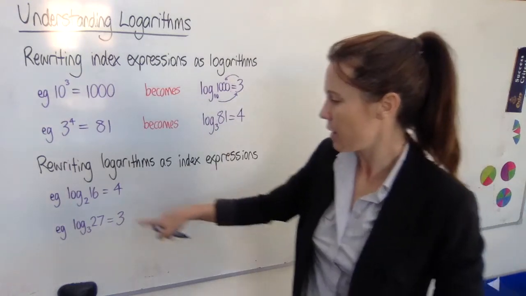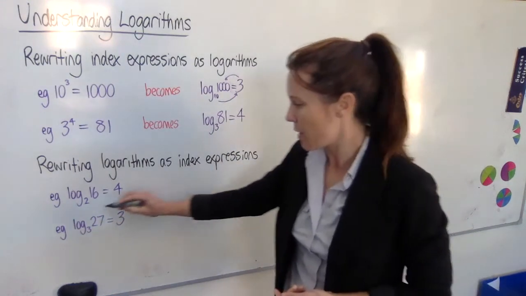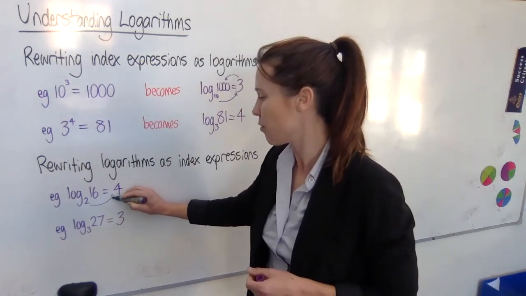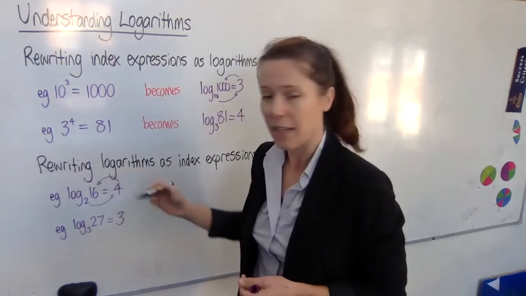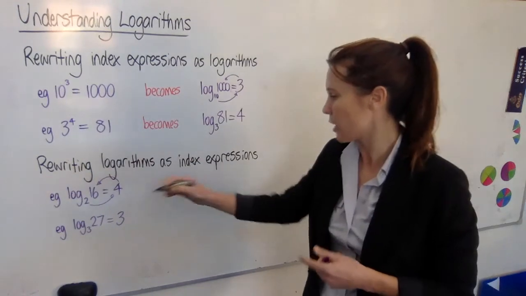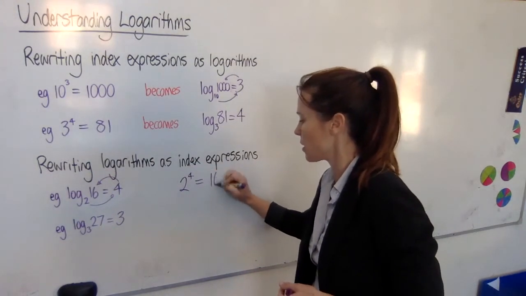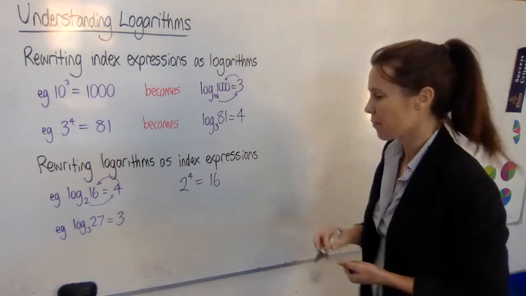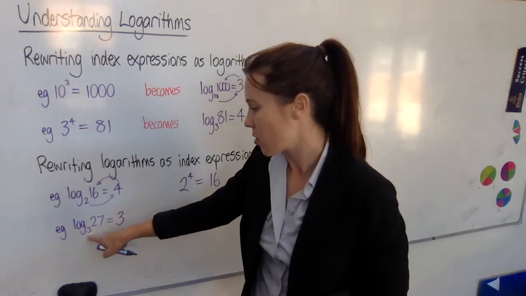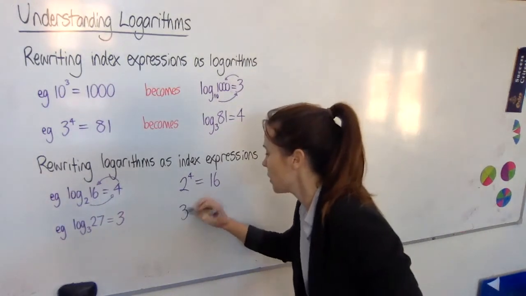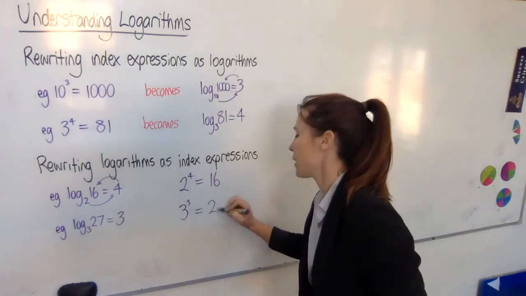Going back the other way, tell the story the same way. Here, use the arrows if you need to as you're learning. 2 to the power of 4 equals 16. That's what that means, tell the story. So that becomes 2 to the power of 4 equals 16, and I can write it like this. And down here, telling the story, 3 to the power of 3 equals 27, can be written like this.